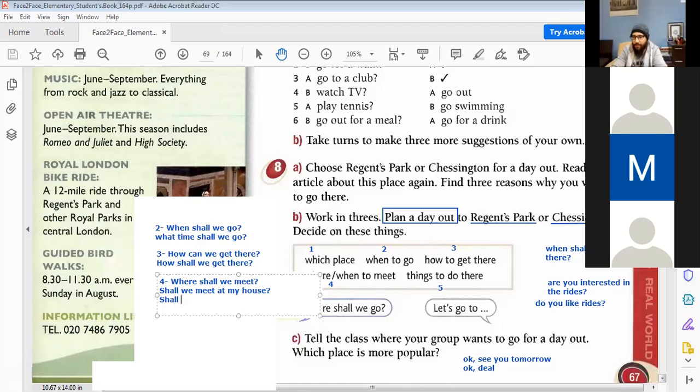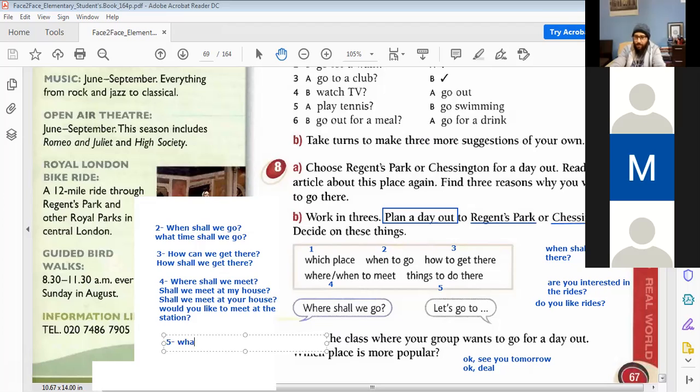Shall we meet at your house? Would you like to meet at the station? At the station. كلها خيارات يعني نمشي حالها. And the last thing, what would you like to do, بالنسبة لرقم 5.